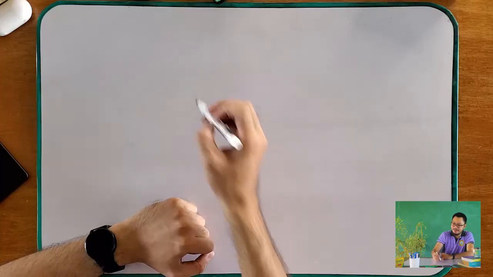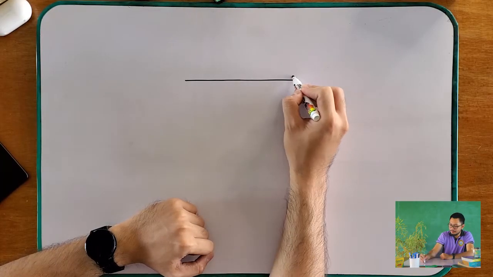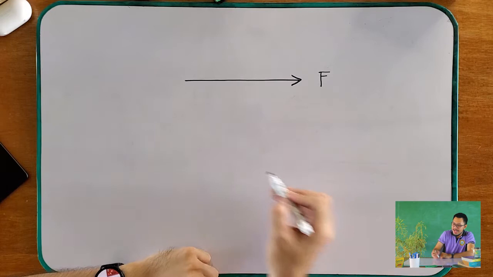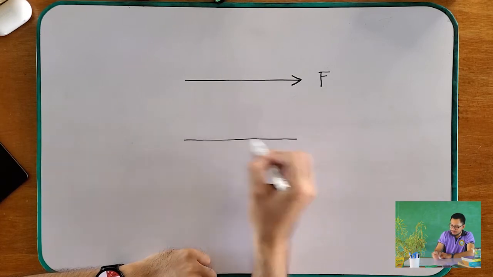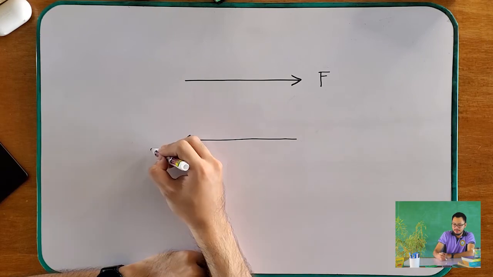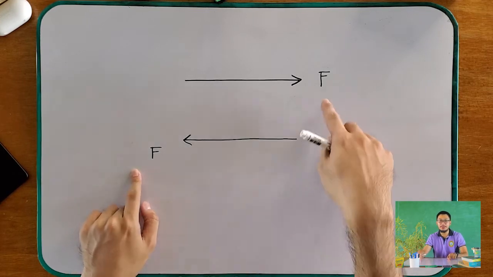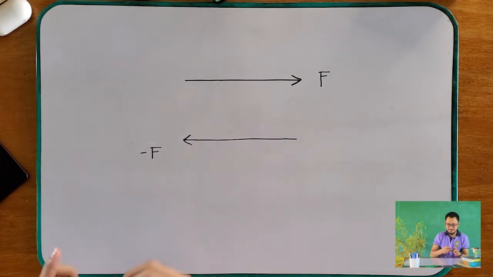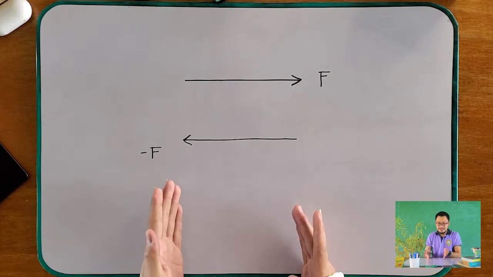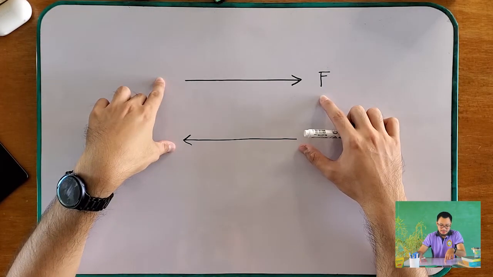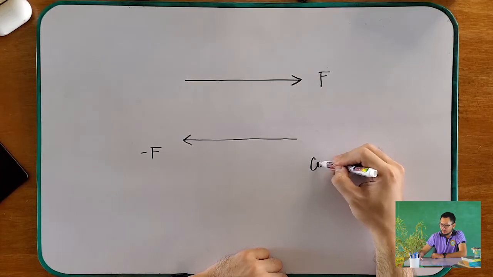So I will make one. I have here one force. Let's call this one F. And we also have another force. Let's call this one F as well. This F is directed opposite to your other F, so let's just call this one negative F. As you can see, they have the same magnitude, they are parallel with each other, and they are moving in the opposite direction. This is what you call a couple.